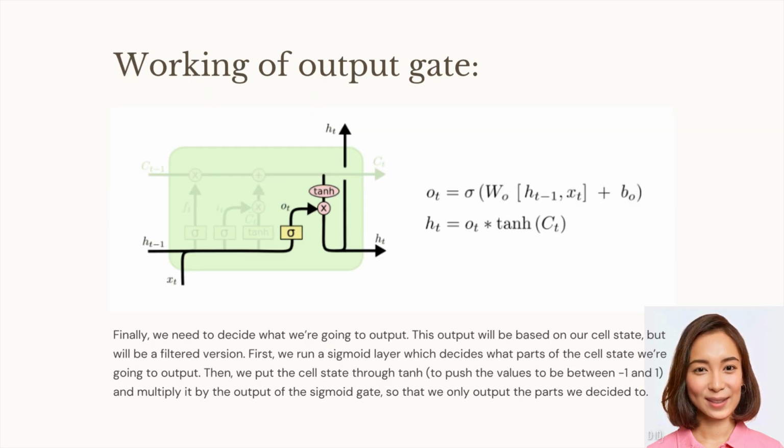Working of output gate. Finally, we need to decide what we're going to output. This output will be based on our cell state, but will be a filtered version. First, we run a sigmoid layer which decides what parts of the cell state we're going to output. Then, we put the cell state through tanh, to push the values to be between -1 and 1, and multiply it by the output of the sigmoid gate, so that we only output the parts we decided to.